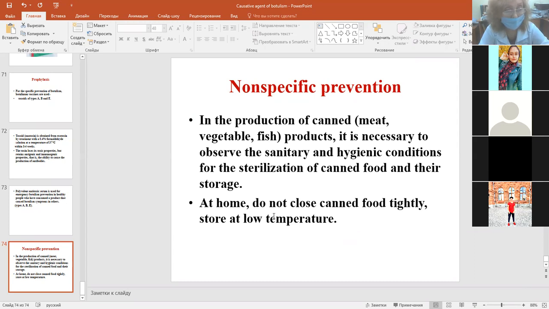So have you any questions about Clostridium botulinum, about botulism? Is it clear?